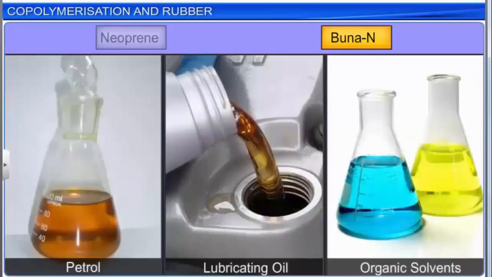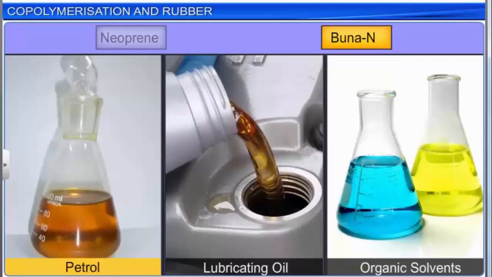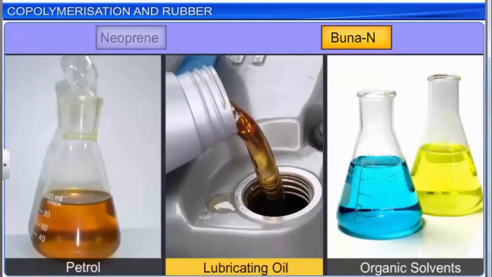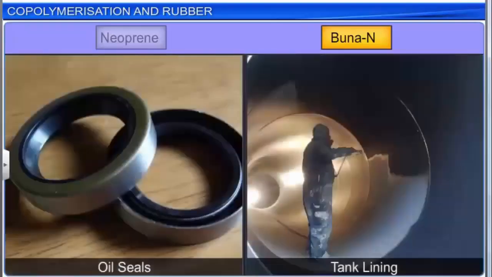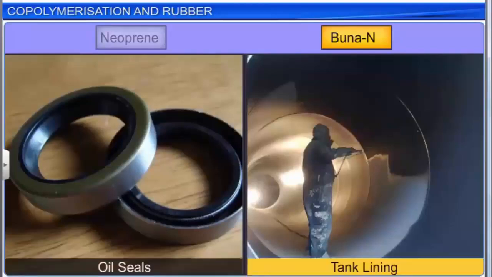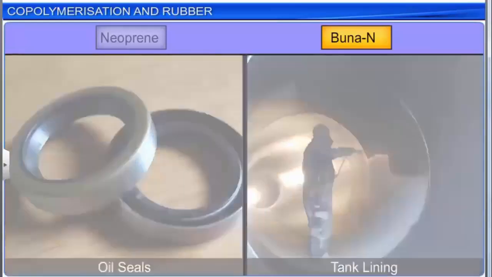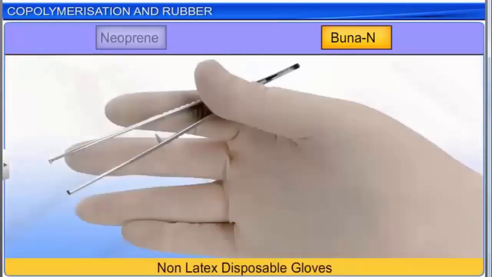Buna-N, or nitrile, is resistant to petrol, lubricating oil and organic solvents. It can be used over a wide temperature range, and so it has many applications in automobiles. Buna-N is used to make oil seals and tank linings. Non-latex disposable gloves are typically made from nitrile.